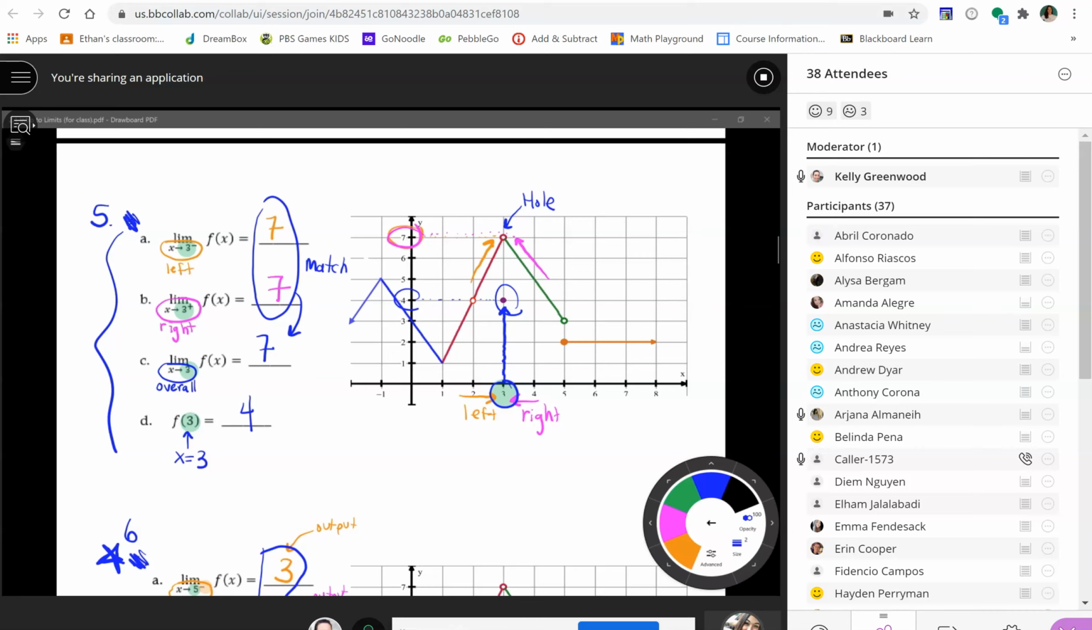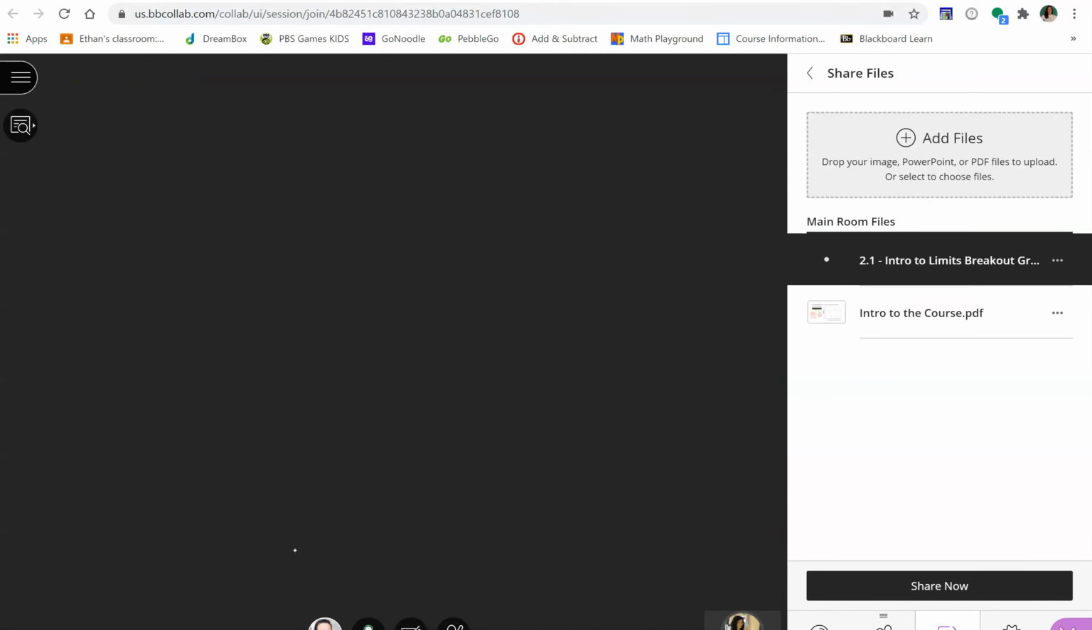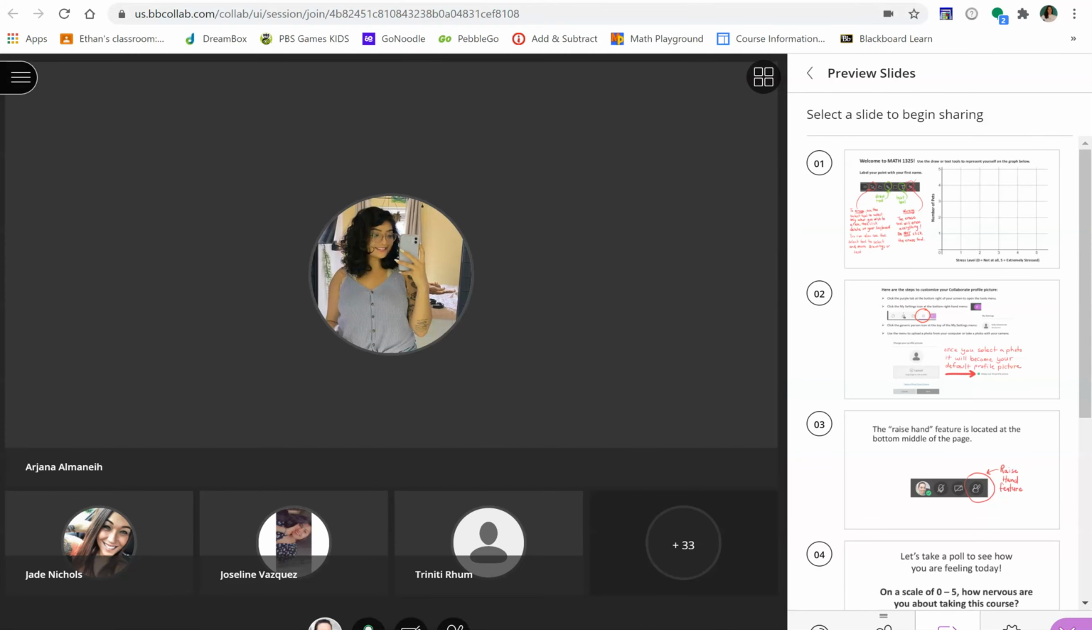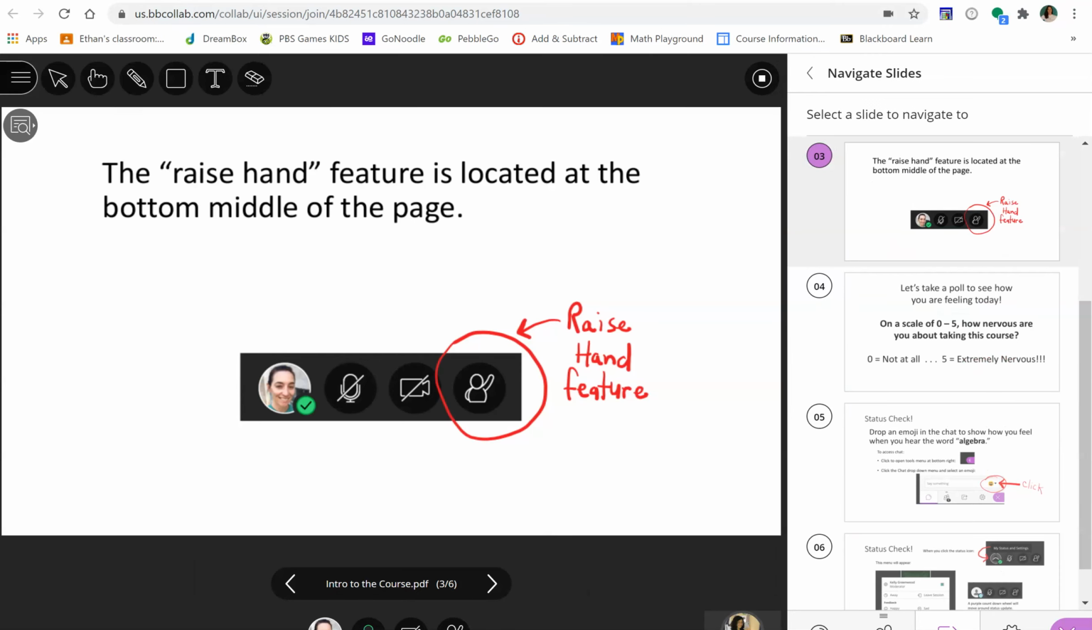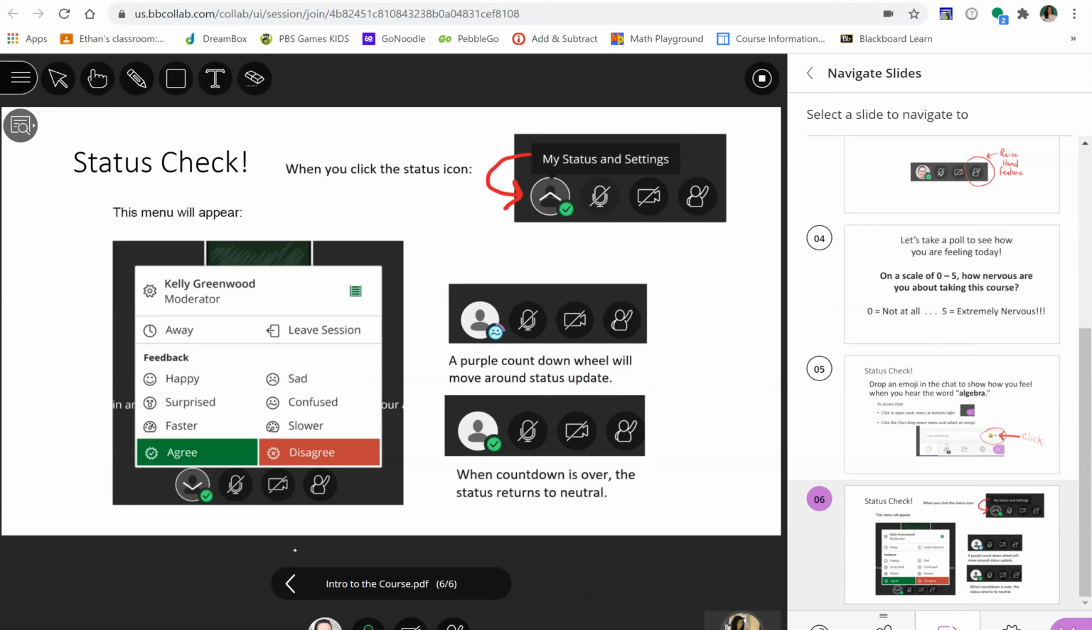Oh, go ahead. How do we change our status? Oh, good question. To change your status, you go to the bottom of your screen where the microphone and the camera and the hand raise are, and you click that little profile picture. When you do, a menu pops up, and then you can click one of those. It's just a temporary little status symbol. It lasts about 10 seconds, I think. Cool.